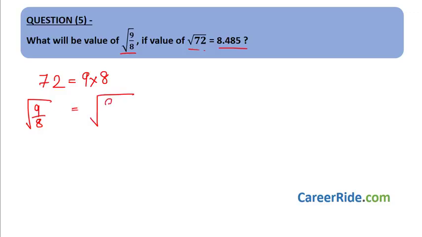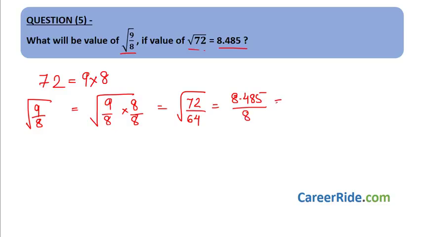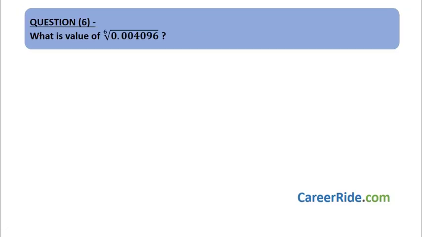Let's say if we multiply root of 9 by 8 into 8 by 8, multiply and divide by 8, what we will get? Root of 72 upon 64, that would be root of 72, how much is it? 8.485. And what is the root of 64? 8. So the answer would be 1.0606 and so on. So this is the answer. Going to next question. Question number 6.